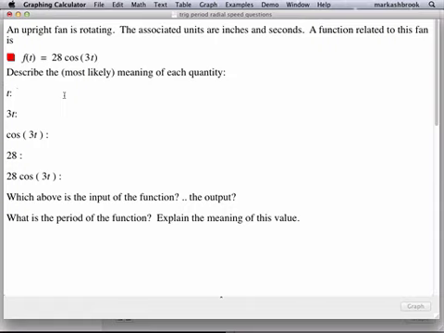Okay, what did you think t was? Time in seconds. What time in seconds? Since when? Time in seconds since a point on the fan was at the 3 o'clock position.